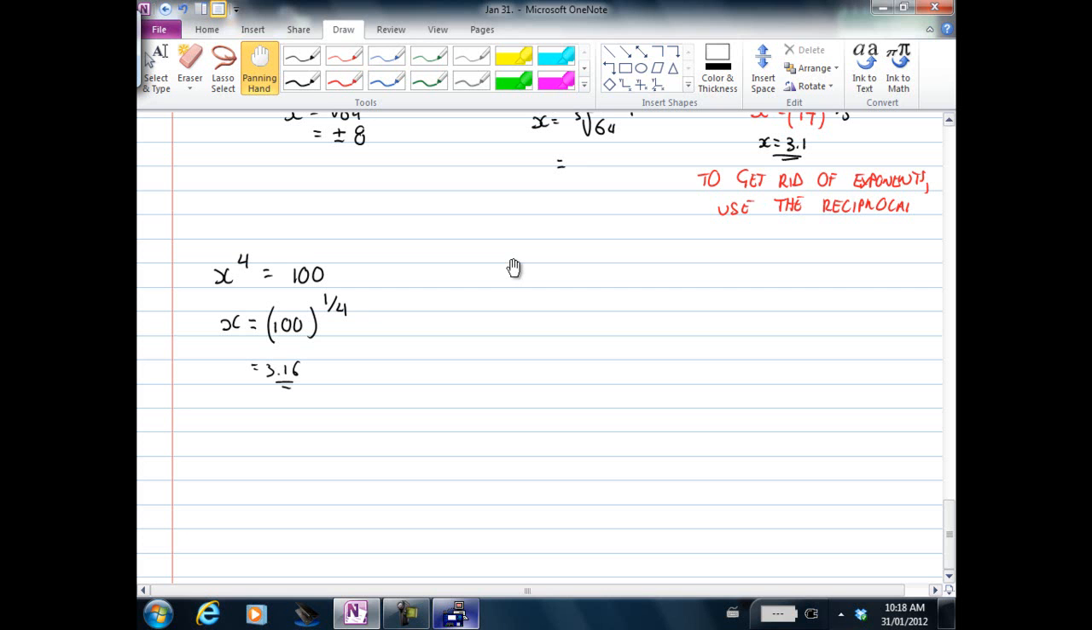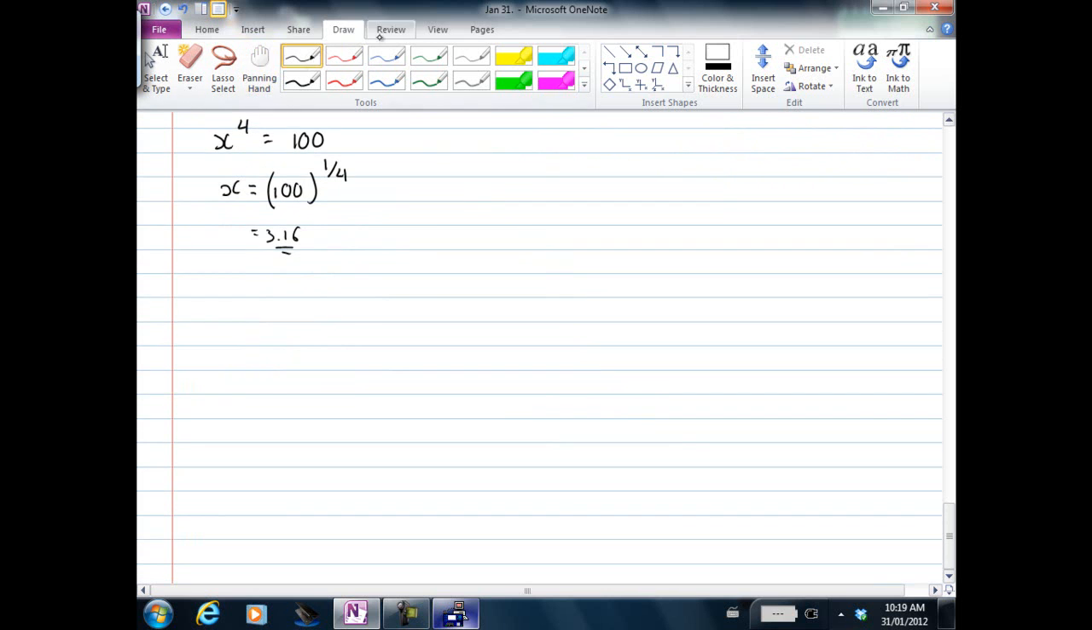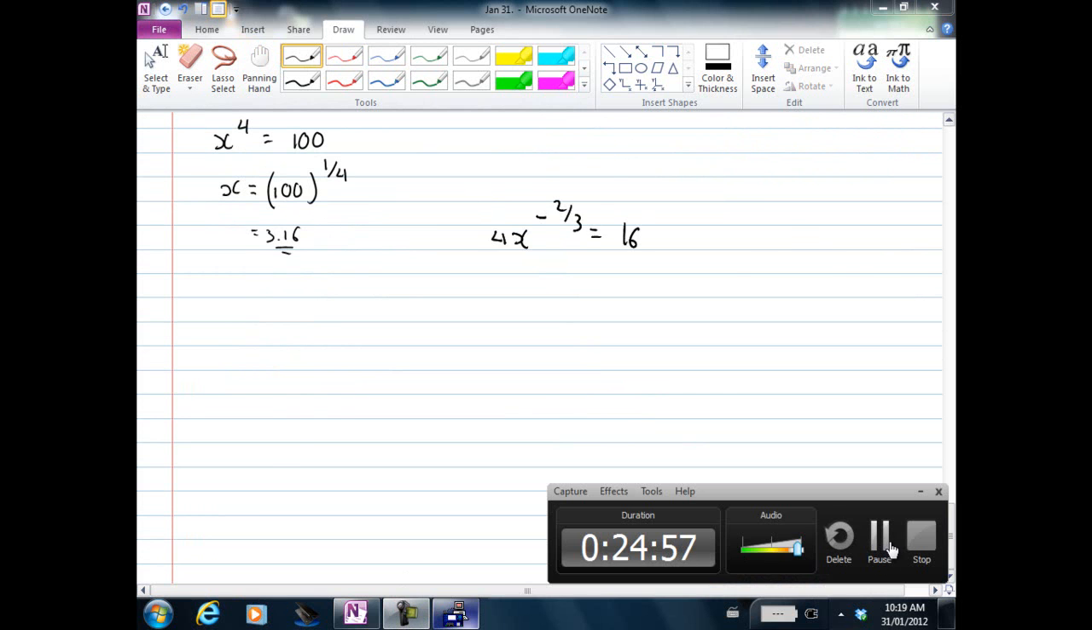One last question, and I'm going to assign you your work for today. Good luck with this one. What if I give you this? 4x to the power of negative 2/3 equals 16. Solve this on your own. I'm going to pause it, let you have some fun, work with the person beside you.